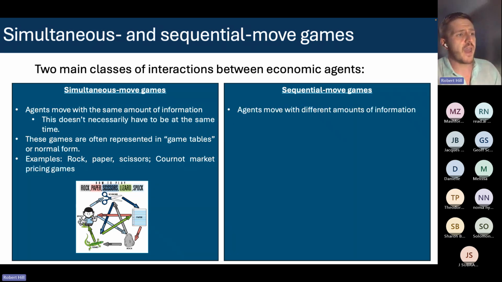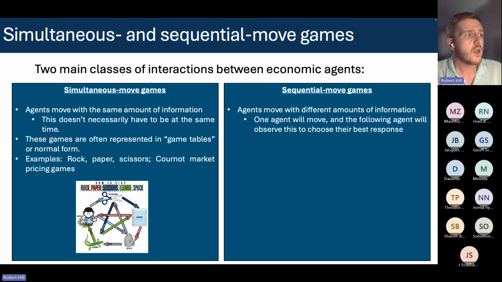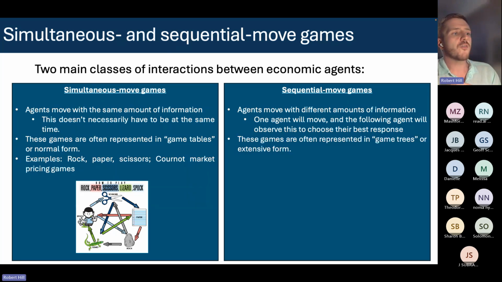Sequential move games, on the other hand, are games where agents move with different amounts of information. So, for example, one agent will make a move, the other agent will observe what this move was, and then they'll choose their best response to what's happened. They've seen what's happened, processed it, and they make their choice about what to do from there. So these are often represented in what we call tree format or game trees. Technically, they're called extensive form.